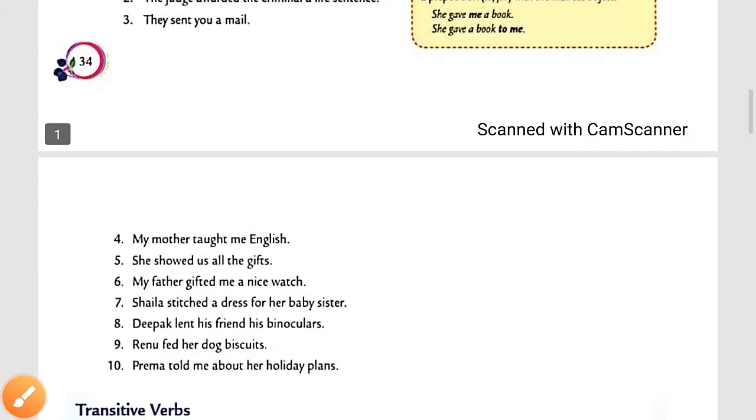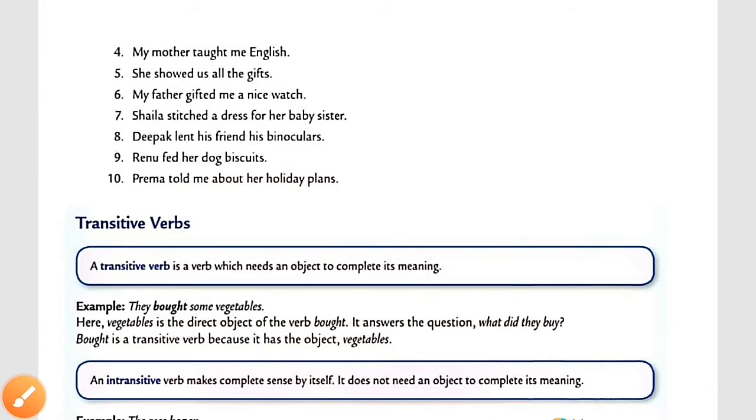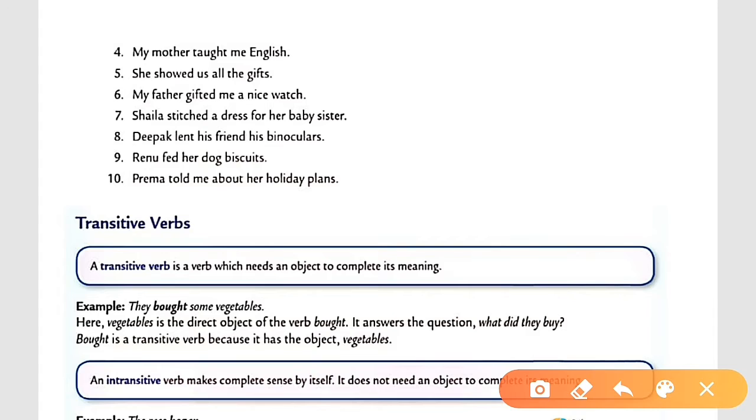Move to next, guys. Number 4, my mother taught me English. Past tense of teach is taught. My mother taught me English. To whom? Me. So it is your indirect object, and English is the direct object. Number 5, she showed us all the gifts. Us is your indirect object, and gifts is your direct object.